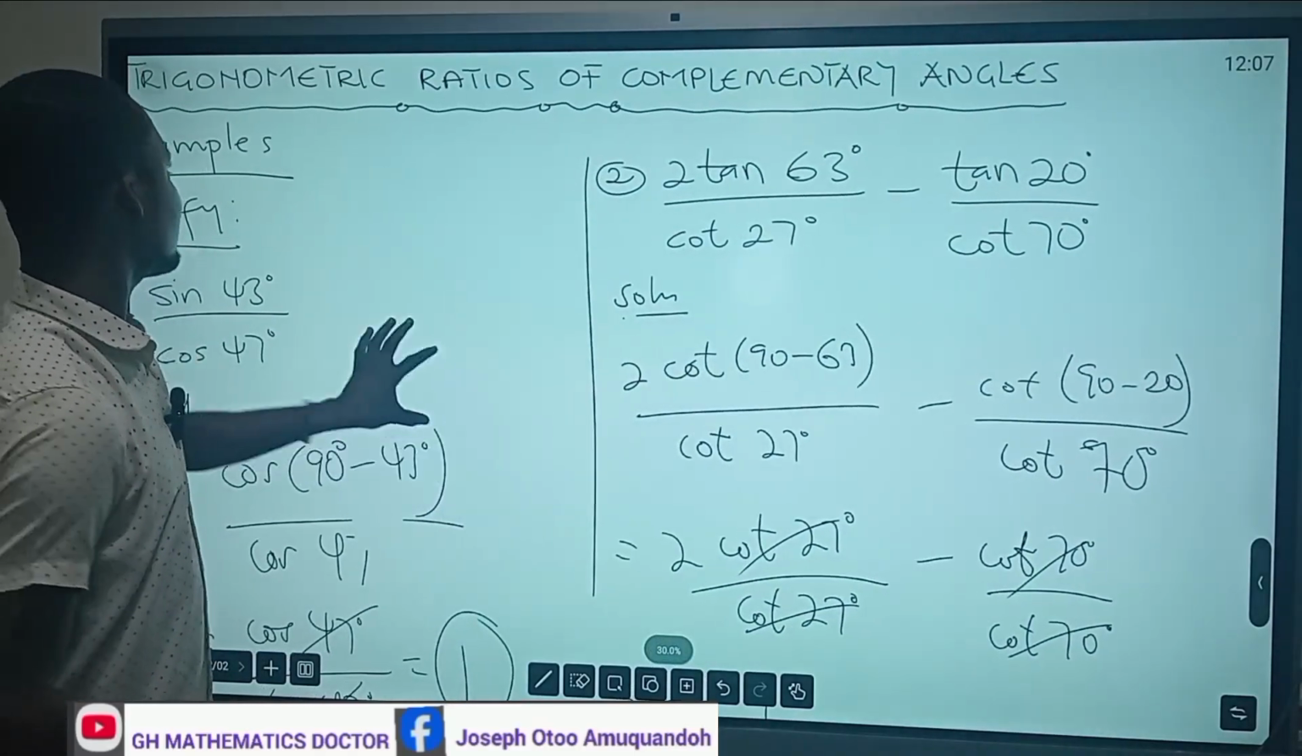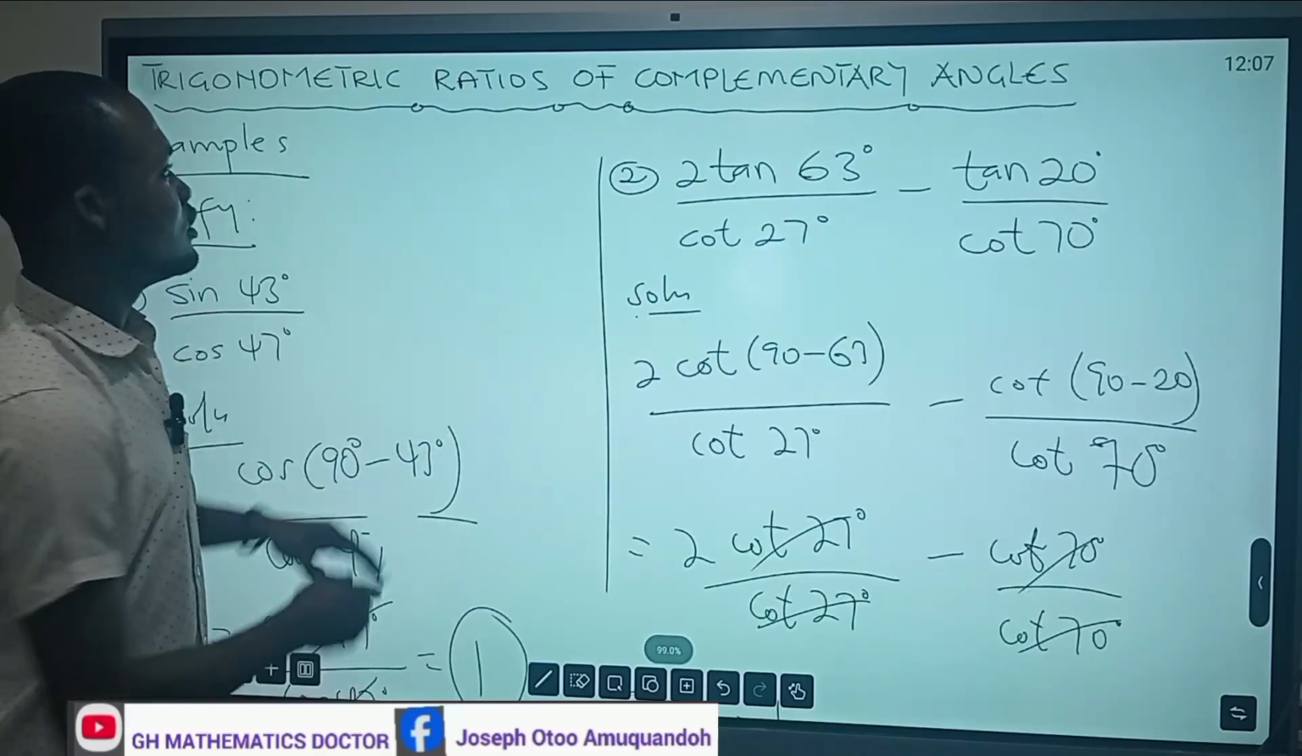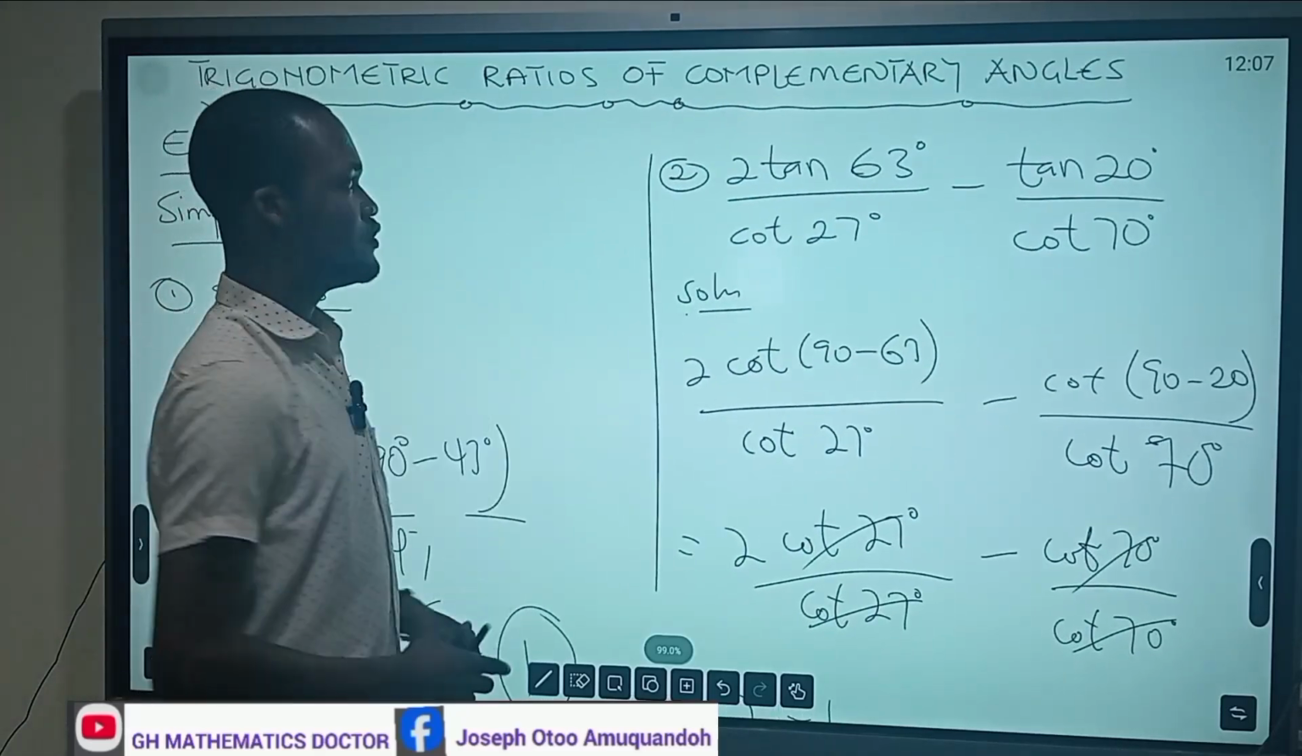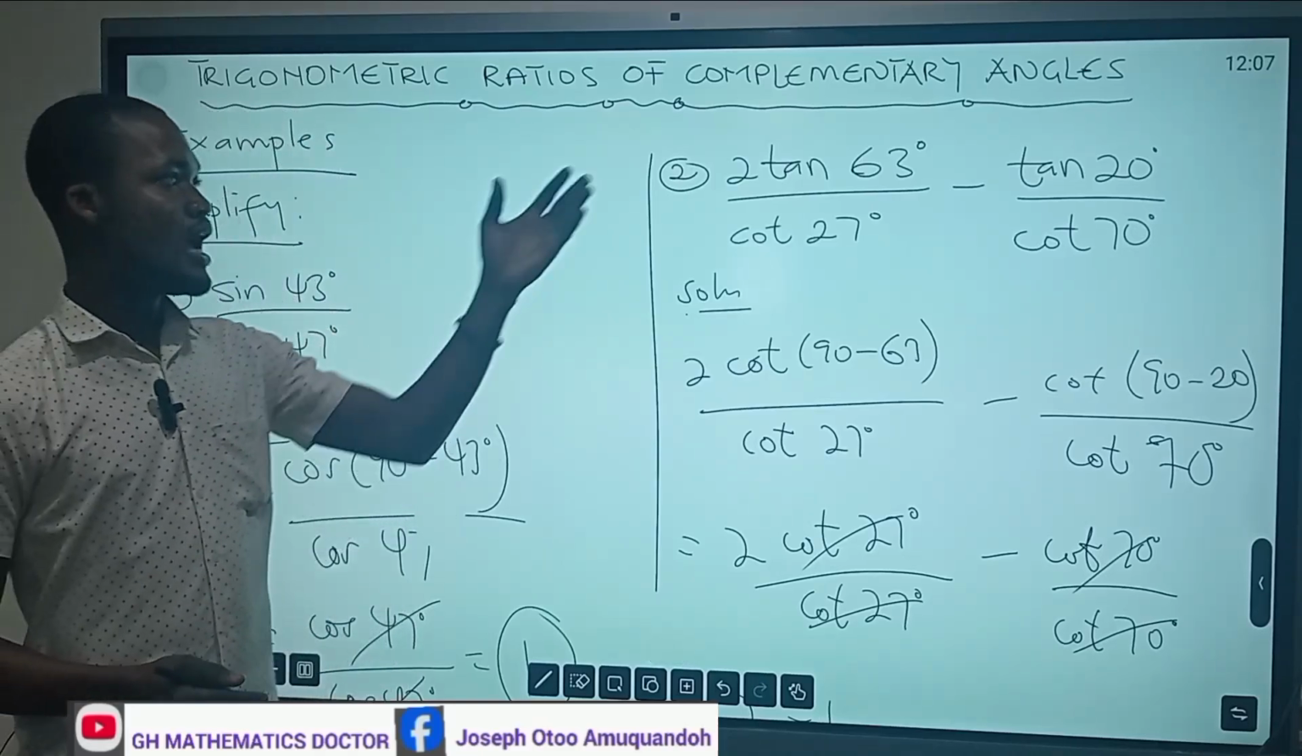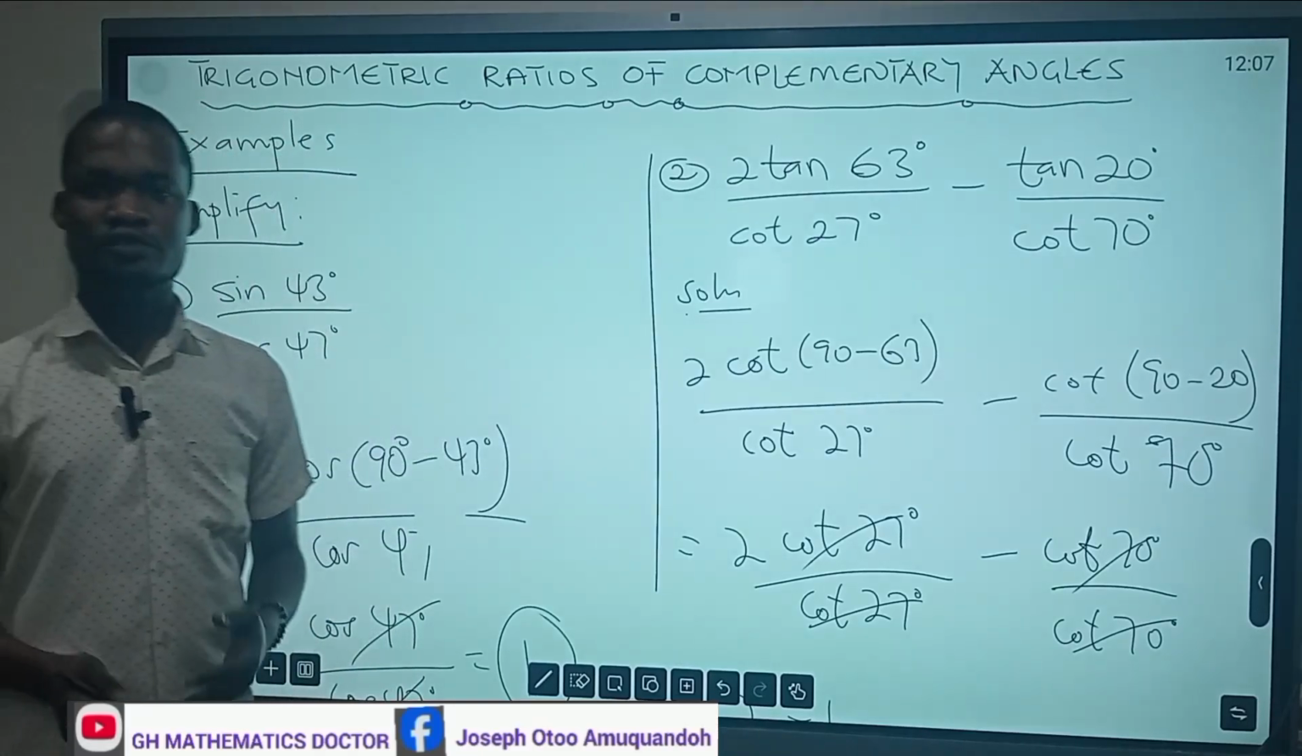All right. So this is what we have for complementary angles in relation to trigonometry.